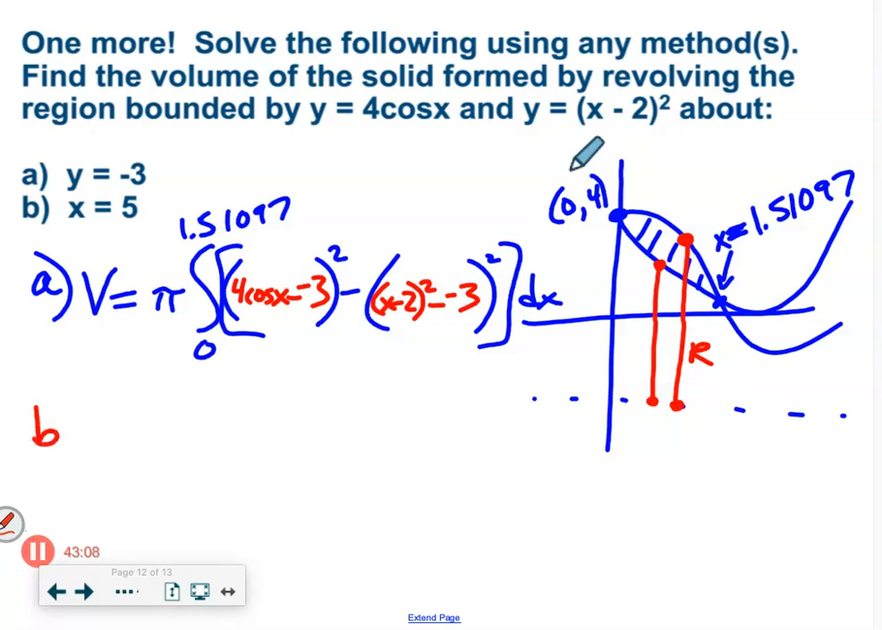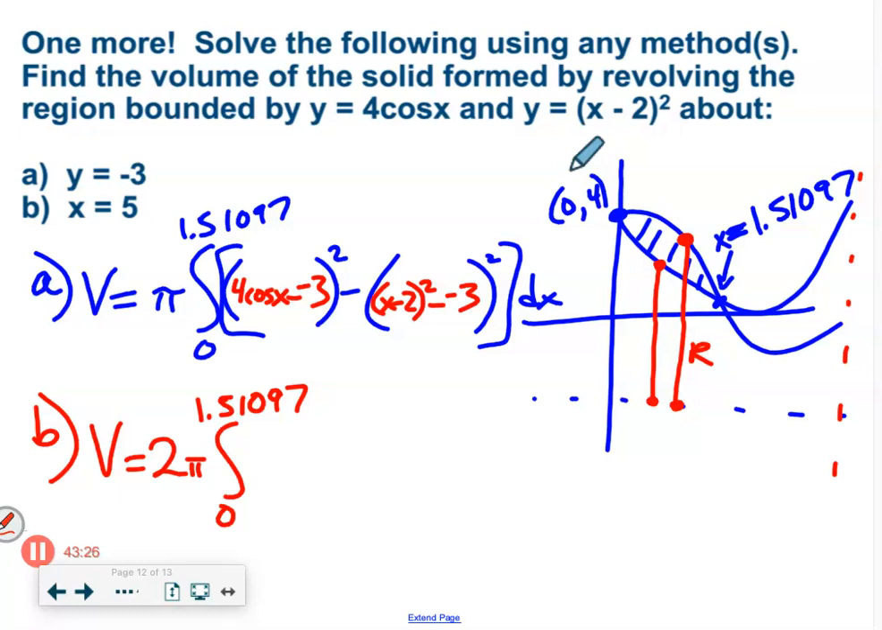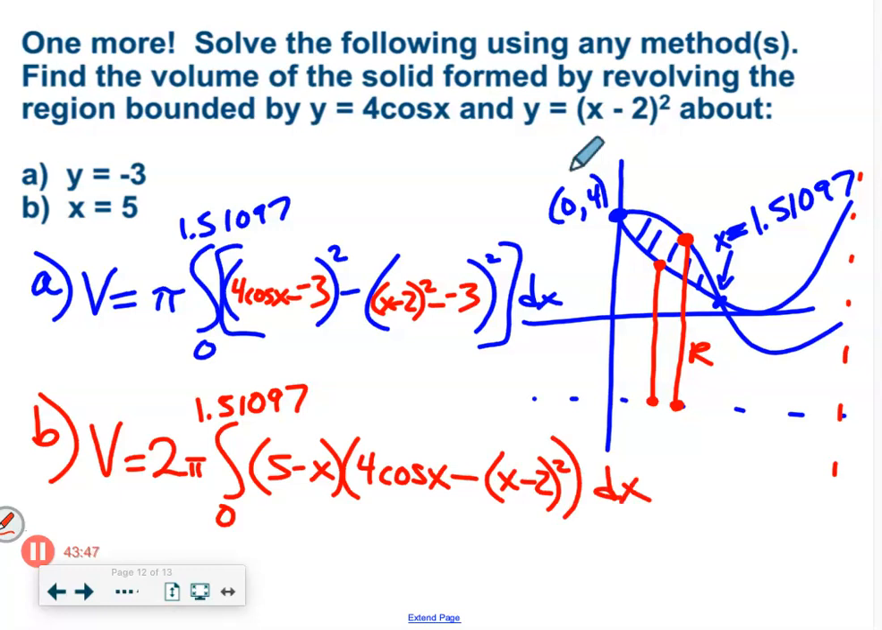For part B, we have x equals 5. X equals 5 is over here. So we would do a shell method for that. And we'd have volume equals 2 pi integral 0 to 1.51097 of, and then let's see, our radius. So our axis is actually to the right of our region, so it'd be 5 minus x. And then our height is just top minus bottom, so it's 4 cosine x minus the x minus 2 quantity squared. And that's it.